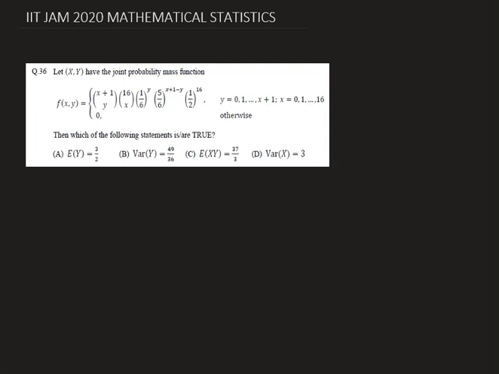Hello, today we are going to solve one problem from IIT JAM 2020 Mathematical Statistics. This is question number 36, which is an MCQ type problem. That means there can be more than one correct option among the given options.